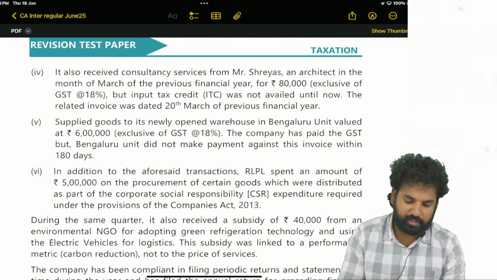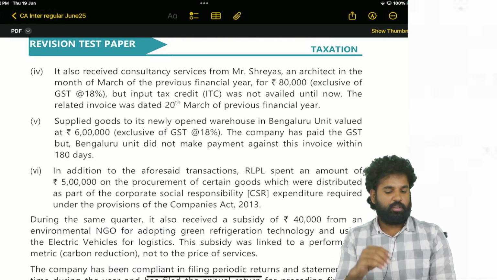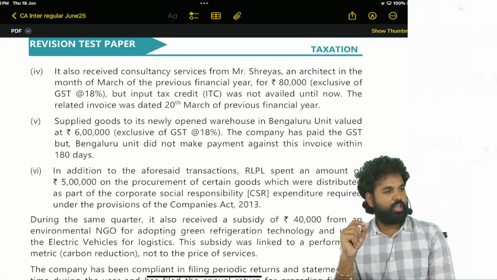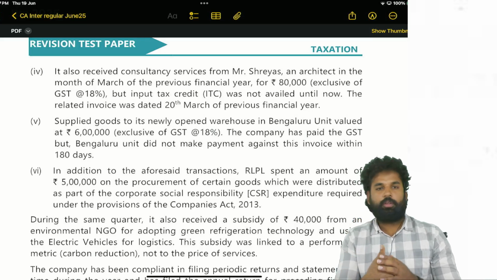it also received consultancy services, inward consultancy services from Mr. Shreyas, an architect, in the month of March for the previous financial year, for what amount? 80 lakhs, exclusive of GST, but input tax credit was not availed until now. Okay, the related invoice was dated 20th March of the previous financial year. Okay, what are they telling?